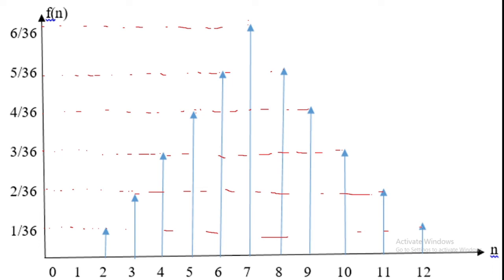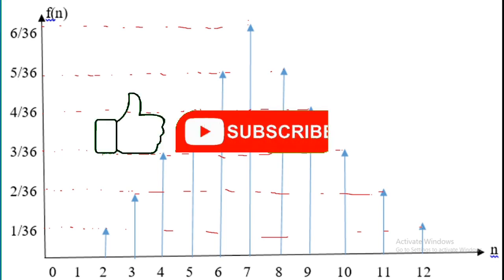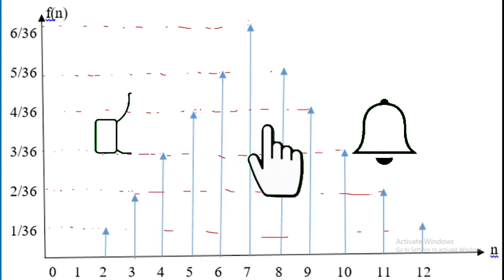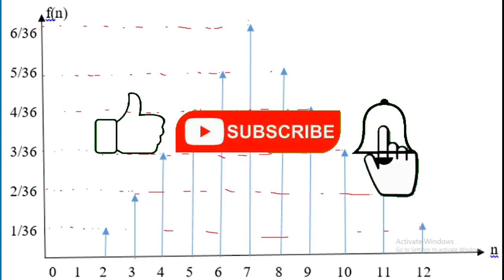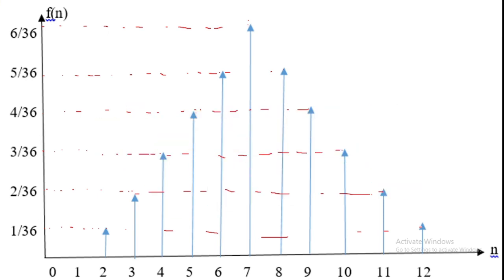So this is the graphical representation of the probability density function versus values of n, where small n is the sum of the numbers appearing on the dice. Here the example experiment is rolling a pair of dice. This is the concept of the probability density function with an example.